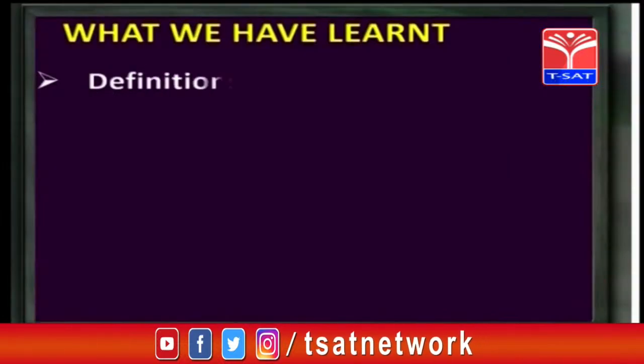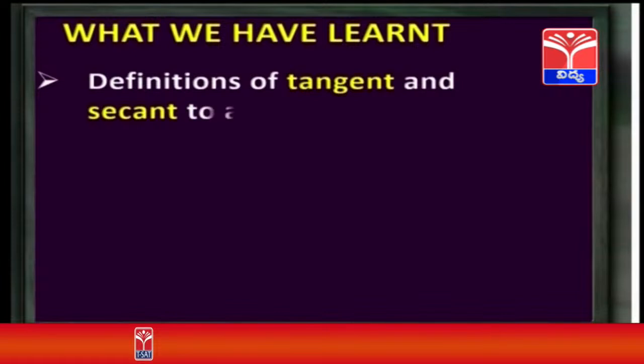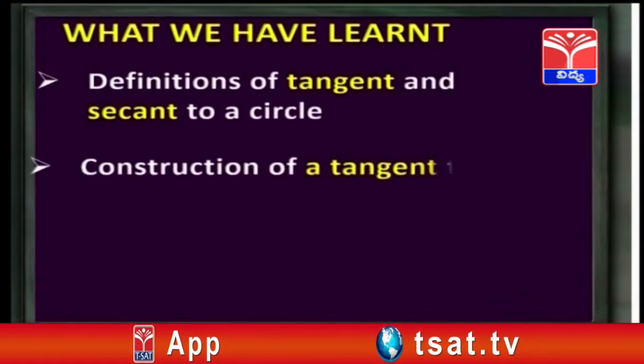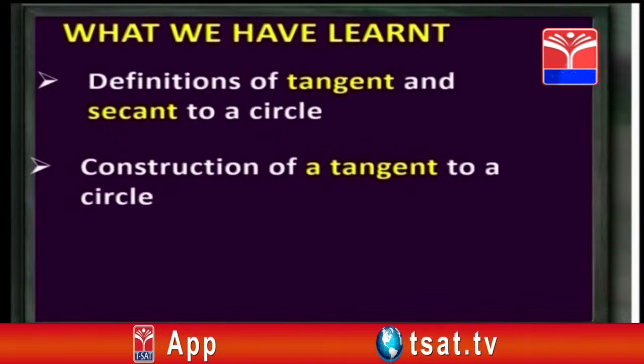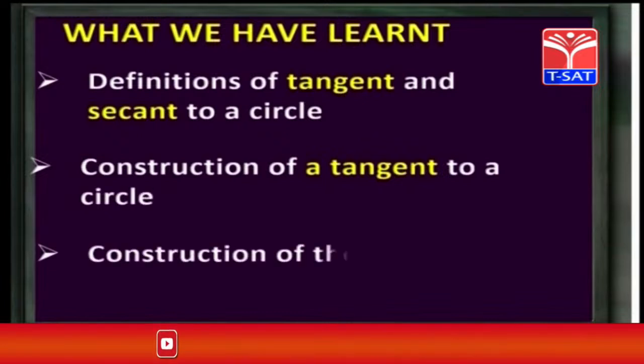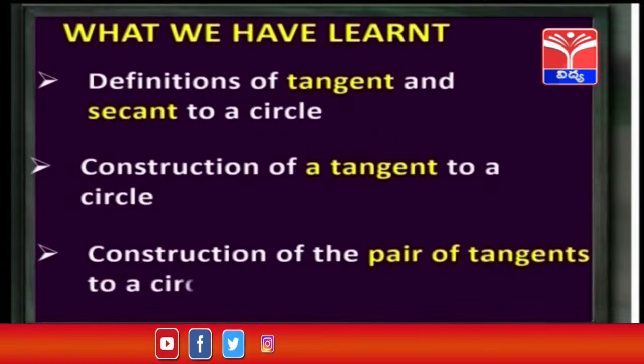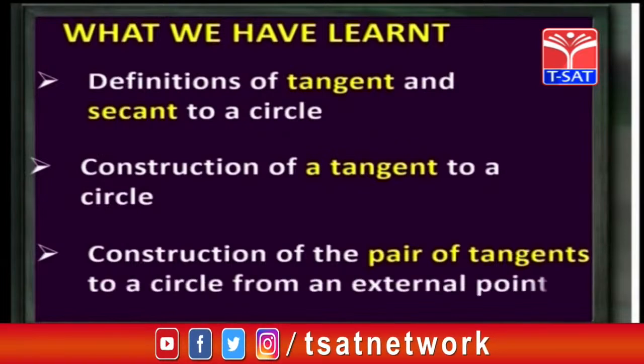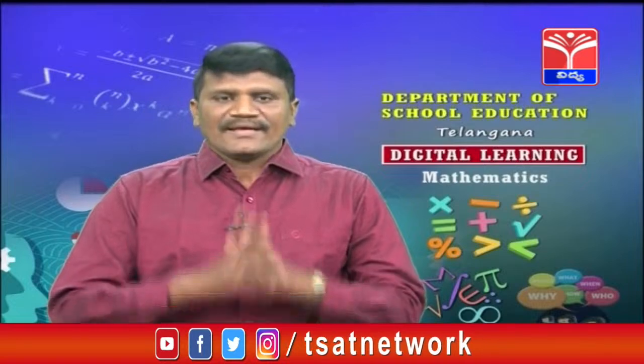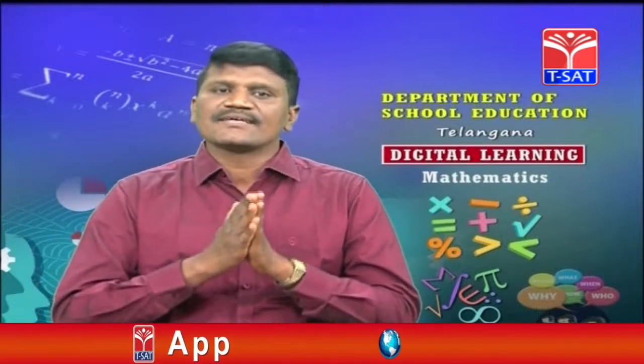What have we learned, students? We have learned the definitions of tangent and secant to a circle, and also the construction of a tangent to a circle, and the construction of the pair of tangents to a circle from an external point. In the next class, we are going to learn the next topic on tangents and secants of the circle.